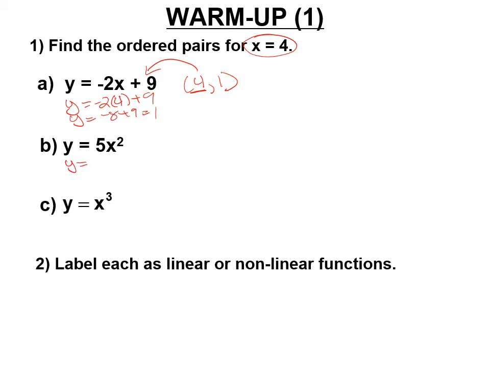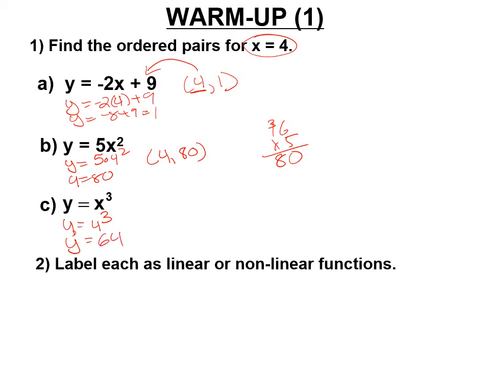So we have y equals 5 times 4 squared. Exponents come before multiplying. 5 times 16 is, now 10 times 16 is 160, so you do half of 160 would be the faster way. But this is 80, and so that means the point (4, 80) is on this function. And then this one, y equals 4 cubed. 4 times 4 is 16. 16 times 4 is 64. And so the point on this one is (4, 64).